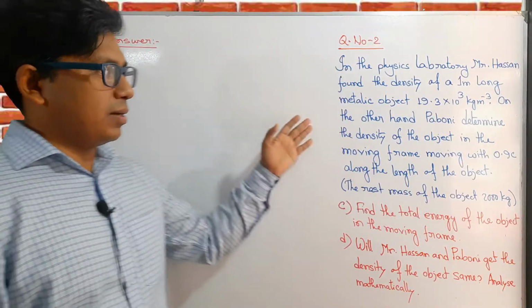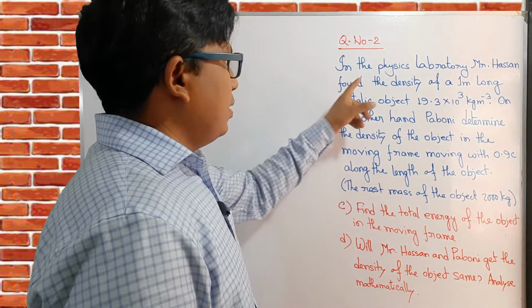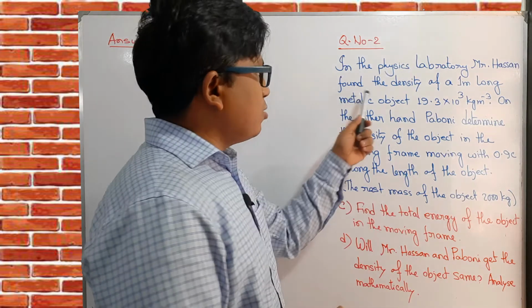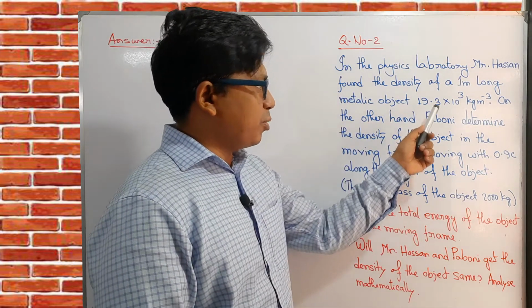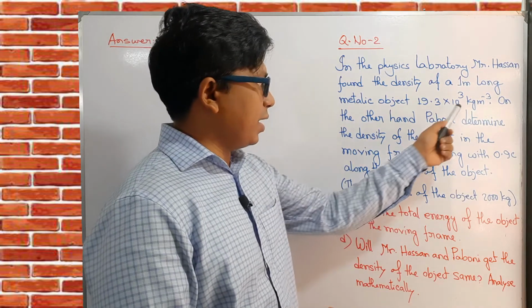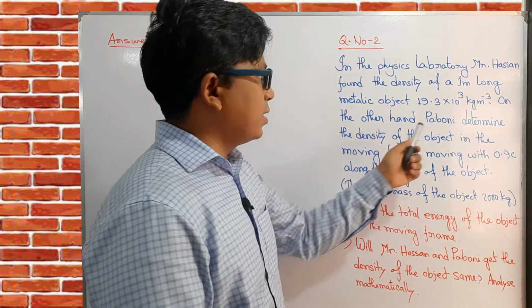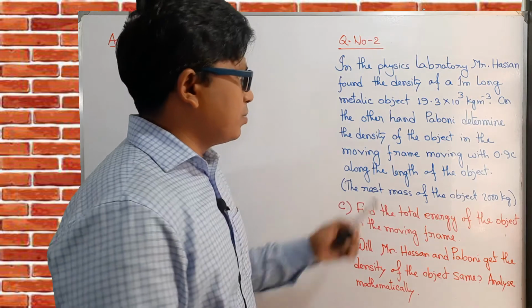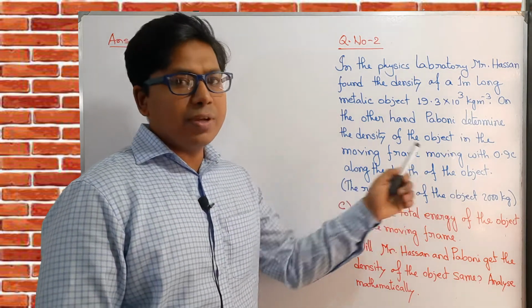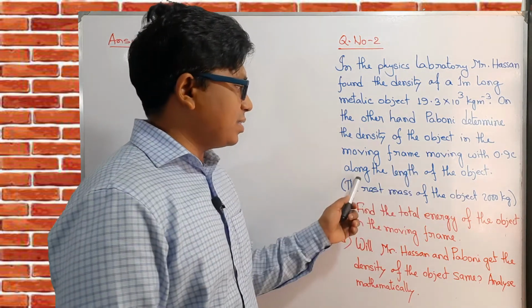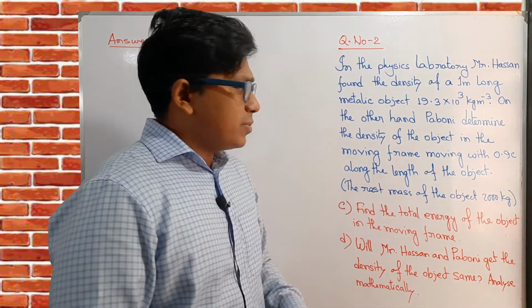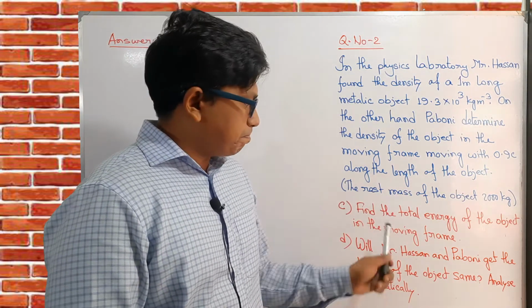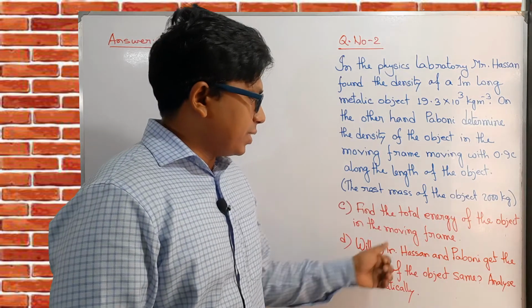Students, here is the second question. In the physics library, Mr. Hassan found the density of a 1 meter long metallic object to be 19.3 into 10 to the power 3 kg per meter cube. On the other hand, Pavani determined the density of the object in the moving frame, moving with 0.9 c along the length of the object. The rest mass of the object is 2000 kg. Find the total energy of the object in the moving frame.